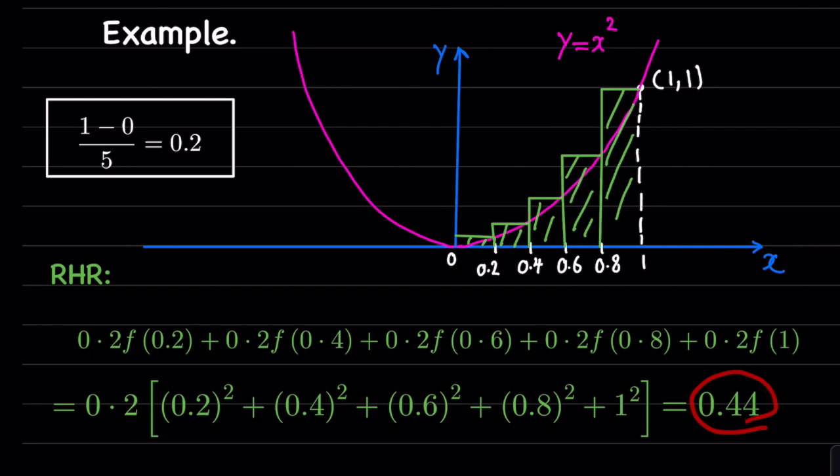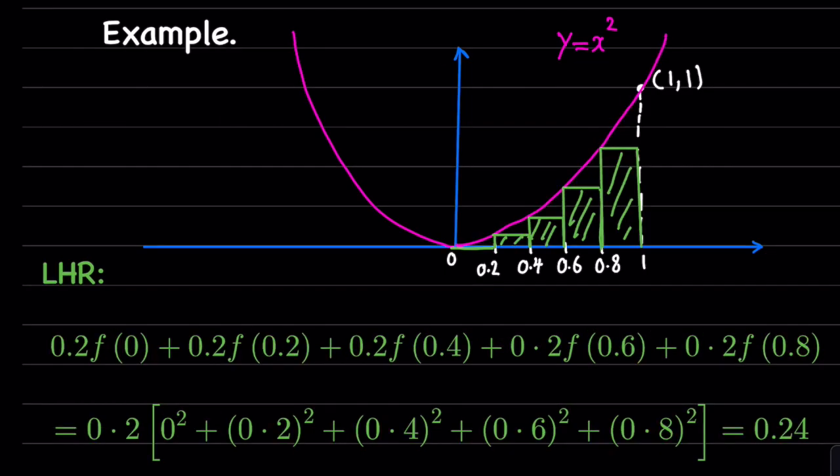So this number is the sum of the areas of these 5 rectangles, and it's an overestimate. So now we have a rough idea of how large the area under the graph of this function is. It's going to be some number smaller than 0.44.